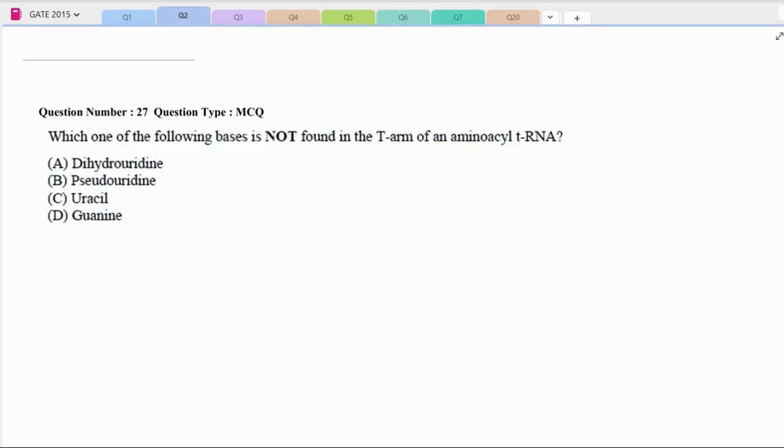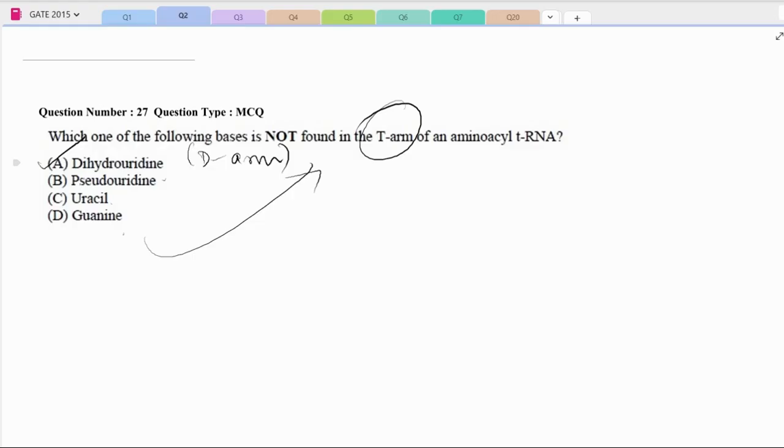Which one of the following bases is not found in the T arm of an aminoacyl tRNA? Clearly it's the T arm, which means the correct answer here is dihydrouridine. Dihydrouridine is exclusively found in the D arm of the aminoacyl tRNA. However, the rest three, which are pseudouridine, uracil, and guanine, are found in the T arm. So the correct answer here is dihydrouridine.